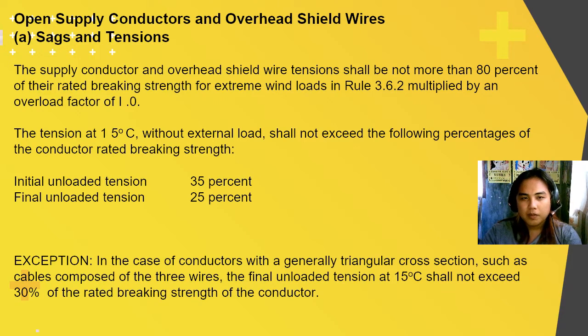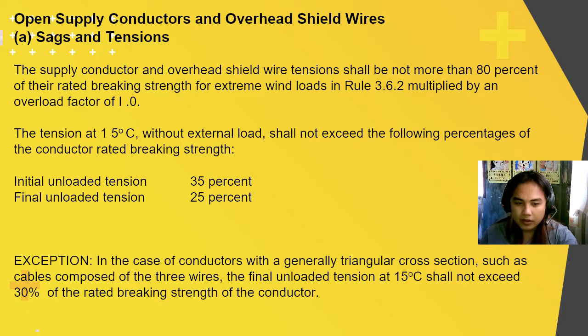Okay, open supply conductors and overhead shield wires, so sags and tensions. The supply conductor and overhead shield wire tension shall be not more than 80% of the rated breaking strength for extreme wind loads in Rule 3.6.2, multiplied by an overload factor of 1.0. The tension at 15 degrees Celsius without external load shall not exceed the following percentages of the conductor rated breaking strength. So initial unloaded tension is 35%. The final unloaded tension is 25%.